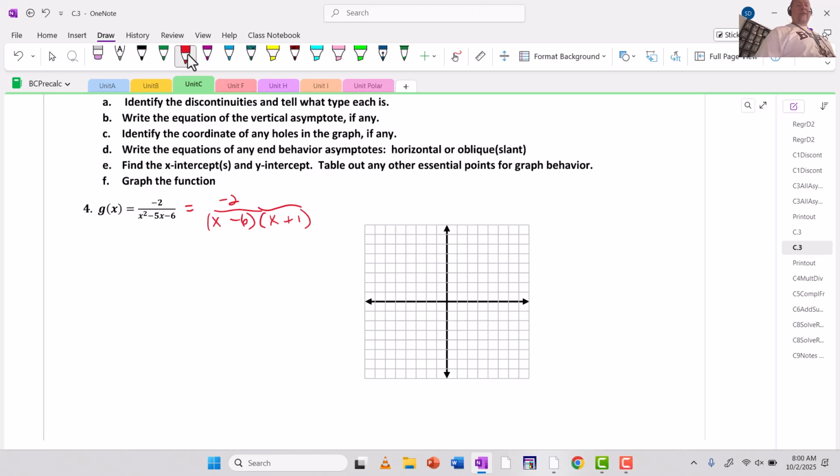A, discontinuities. Because of notes and time, I'll write this one out. Identify the discontinuities and what type. We only have vertical asymptotes.